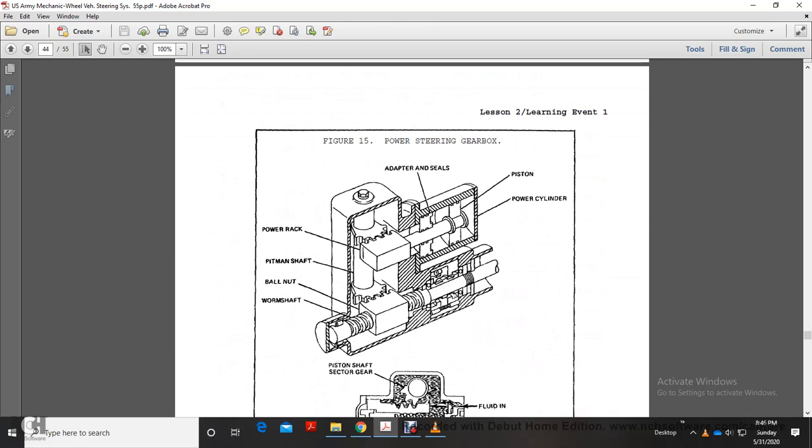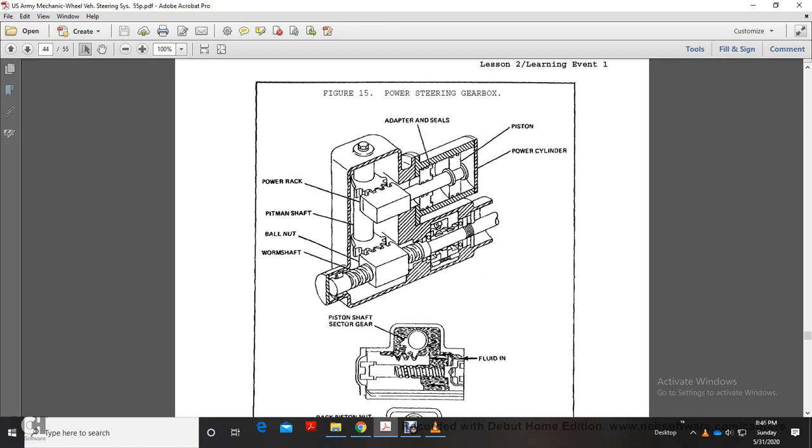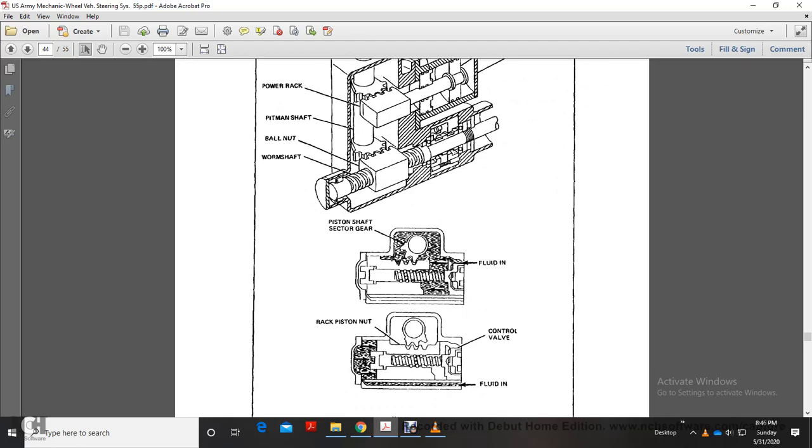Figure 15, power steering gearbox: the adapter seal, piston, power cylinder, power rack, pitman shaft, and ball nut worm shaft. Piston shaft, sector gear, fluid in. Rack piston pin, control valve, fluid in.